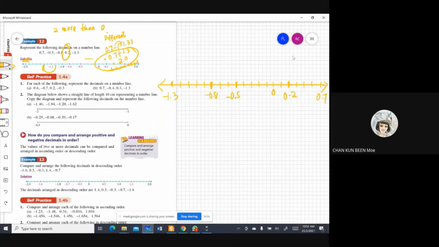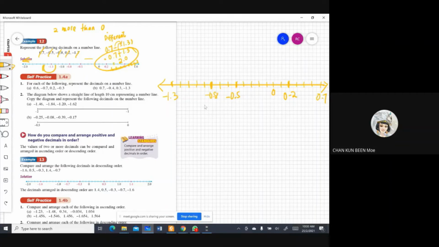0.2. Okay, how many numbers do we have? 1, 2, 3, 4, 5. Okay, is it all complete? 1, 2, 3, 4, 5. Yes, all complete. So that is how you draw your number line.